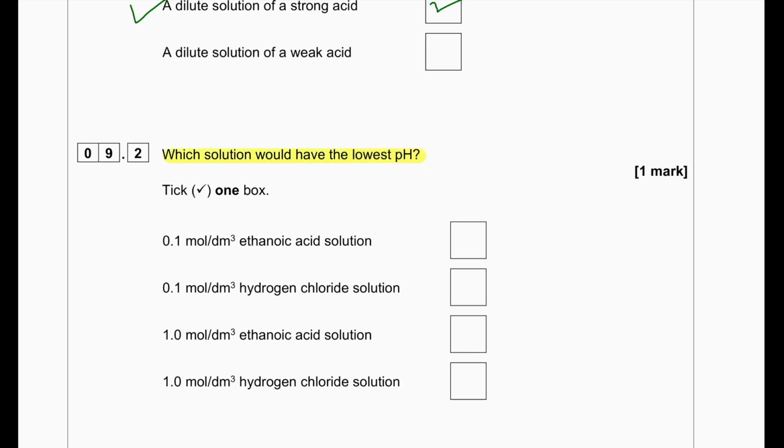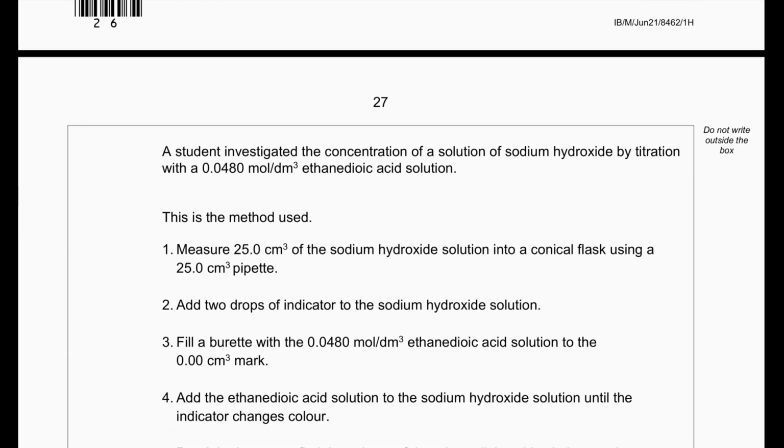Which solution would have the lowest pH? Now we know ethanoic acid by itself is a weak acid. A weak acid does not have a low pH. Since they're weak acids, their nature by itself tells us that their pH will be higher than 3, no matter what their concentration is. So between the hydrogen chloride solutions, we have the more concentrated one, which is 1 mole per dm cube. So this should be the lowest pH.